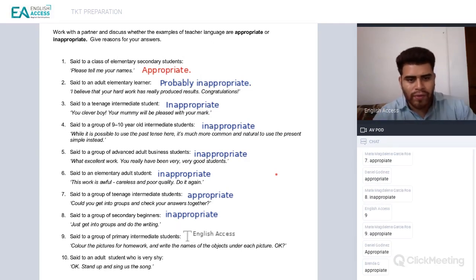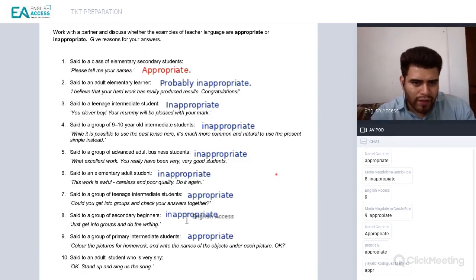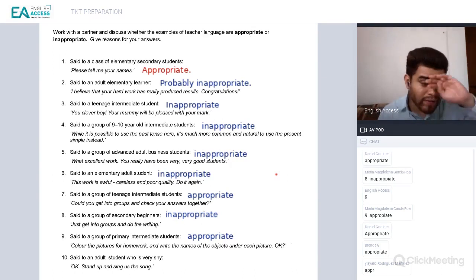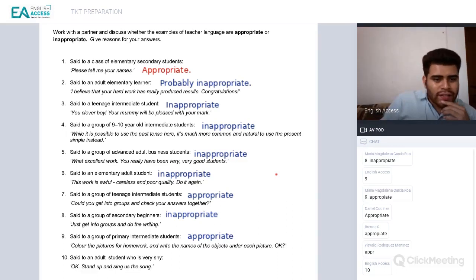Very good. It is appropriate. It's stuff that they do in primary school, and they are intermediate, so they can understand. The instructions are not very complicated. It's an activity that's perfect for them. And number 10. Number 10: said to an adult student who is very shy, "Okay, stand up and sing us the song."